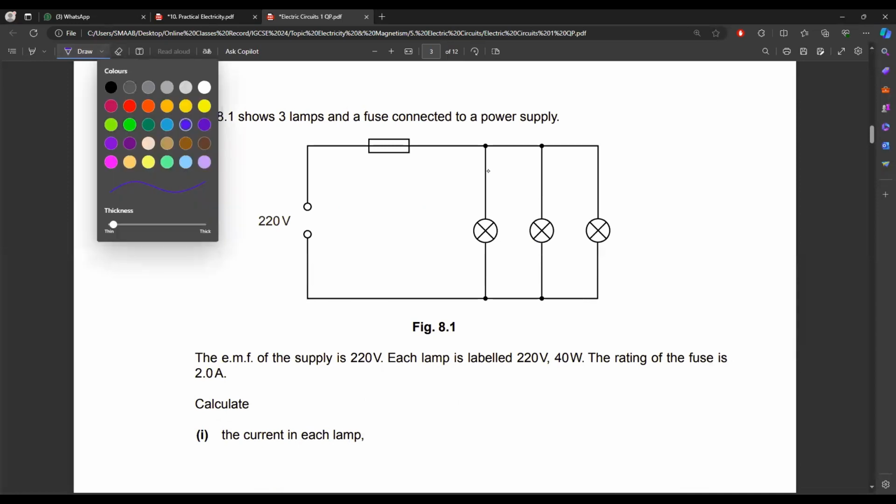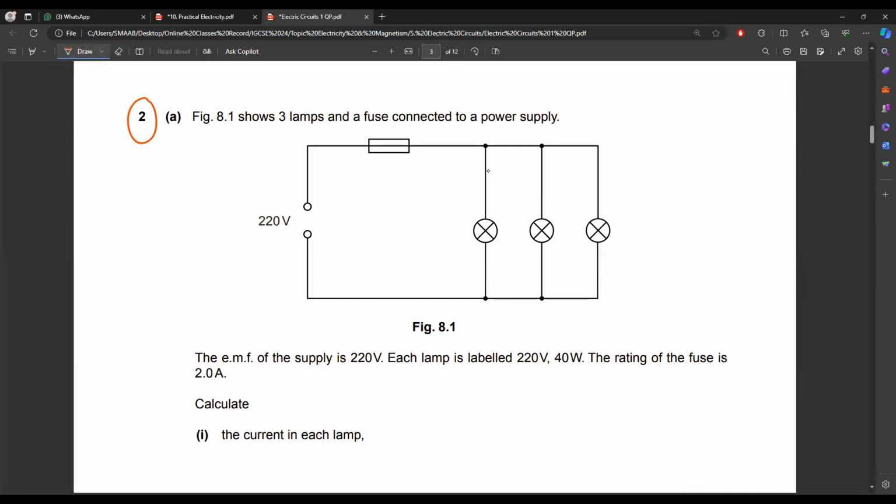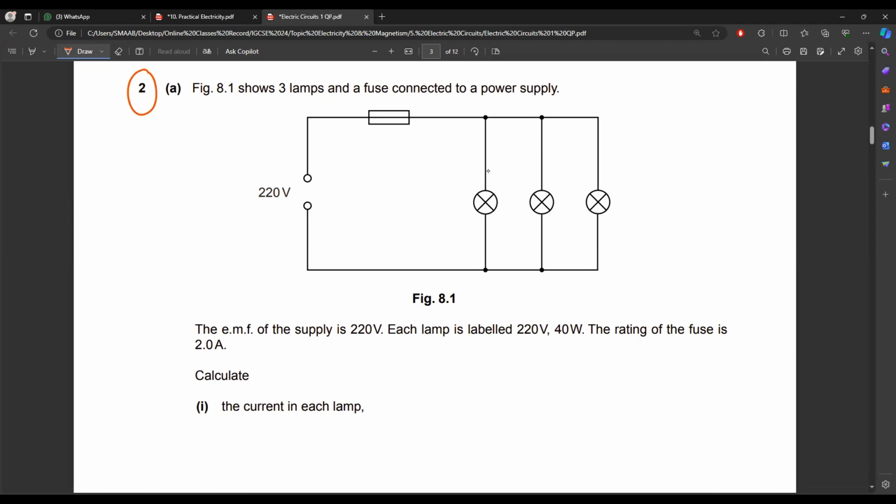So in this question you can see there is a concept of fuse. Three lamps are connected and a fuse is also connected to a power supply, and the EMF of the supply is 220 volt. Each lamp is labeled 220 volt and 40 watt in power, and the rating of the fuse is 2 ampere. You have to calculate the current in each lamp. So how to find out the current in each lamp?